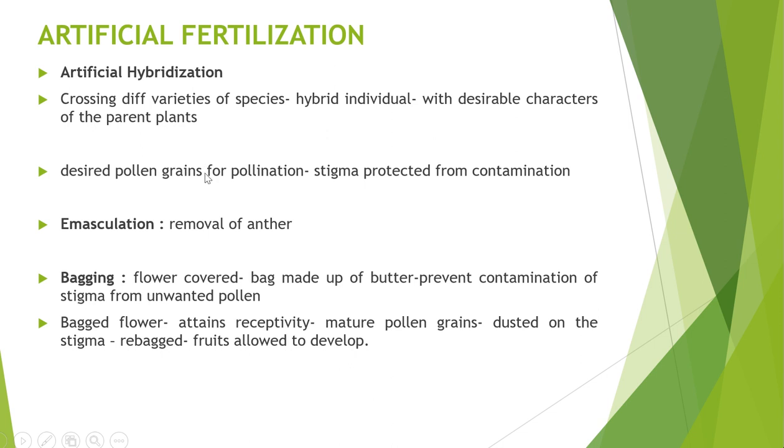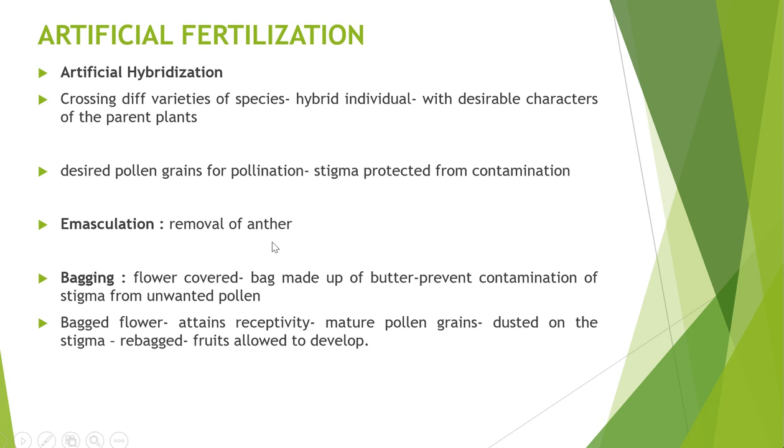After bagging, there is the collection of the desired pollen grains. After that, we collect the desirable pollen grains and dust them on the stigma. What is the fifth stage in artificial hybridization?